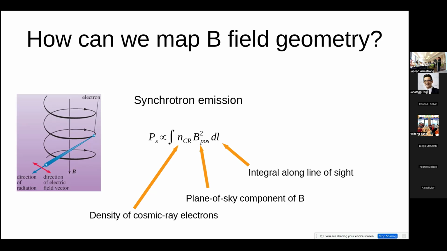That's the emission that's produced by relativistic particles, electrons in this case, spiraling around the magnetic field lines. This emission is polarized in the direction that's perpendicular to the local direction of the magnetic field. So when you measure this emission, you'll see the collective effect of all these cosmic ray electrons, that's their density over there, multiplied by the strength of the magnetic field projected on the sky, raised to some power that has to do with the slope of the energy spectrum of the electrons, and integrated along the line of sight.